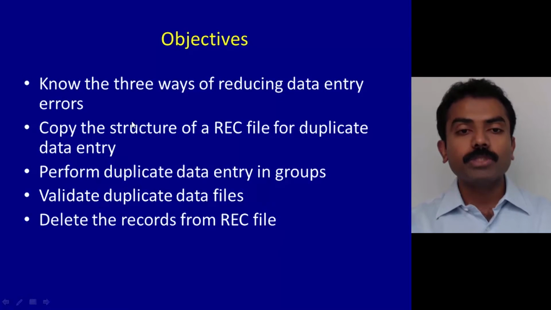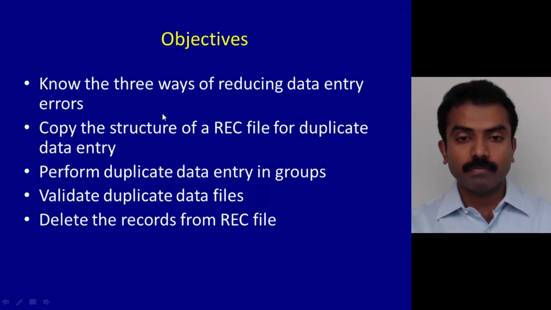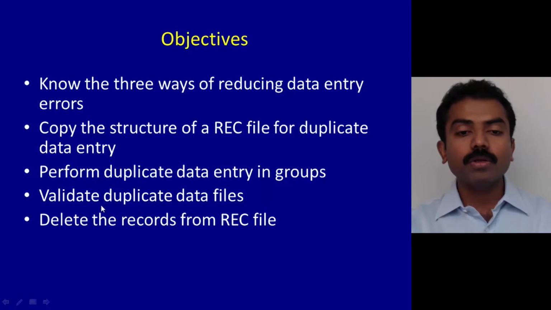So in terms of objectives, by the end of this session, you should know the three ways of reducing data entry errors. You should be able to copy the structure of a rec file and create a duplicate file for double data entry. You should perform double data entry in groups. You should be able to validate the duplicate data files and also learn how to delete records from a rec file.